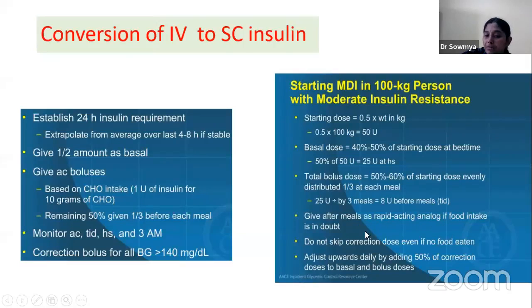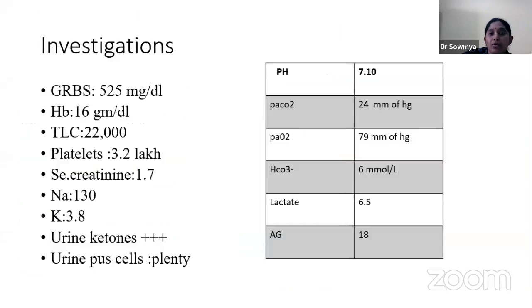So we should not skip the correction dose even if the food is eaten. Even if the patient is not eating, even if the patient is NBM, we have to give the correction dose accordingly. So whatever correction dose was given yesterday, the total dose we have to take into consideration. 50% of the dose is divided into the basal as well as bolus doses. So these are the protocols.